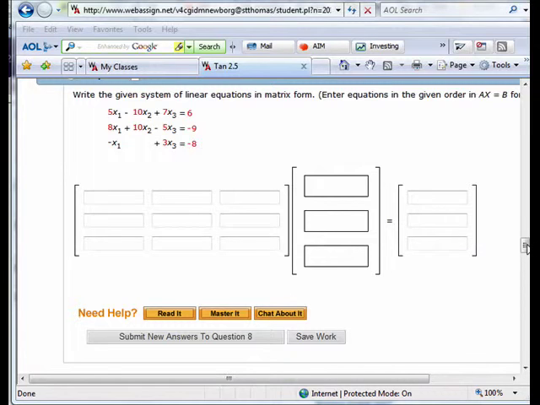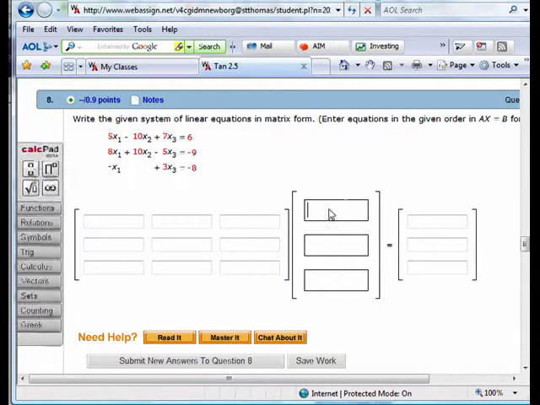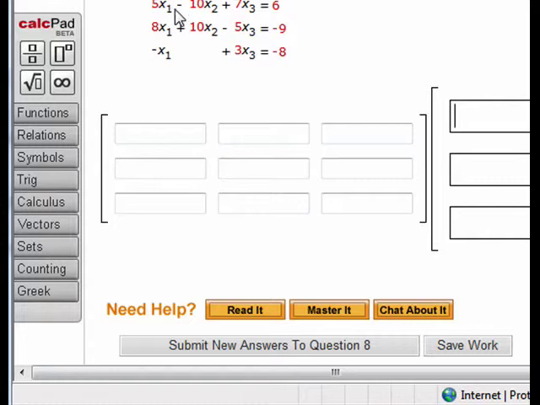Okay, this is for problem 8 on the 2.5 homework. This was writing the system of equations in matrix form, and you should be able to get the matrix A. Instead of using X, Y, and Z, they have X1, X2, X3.